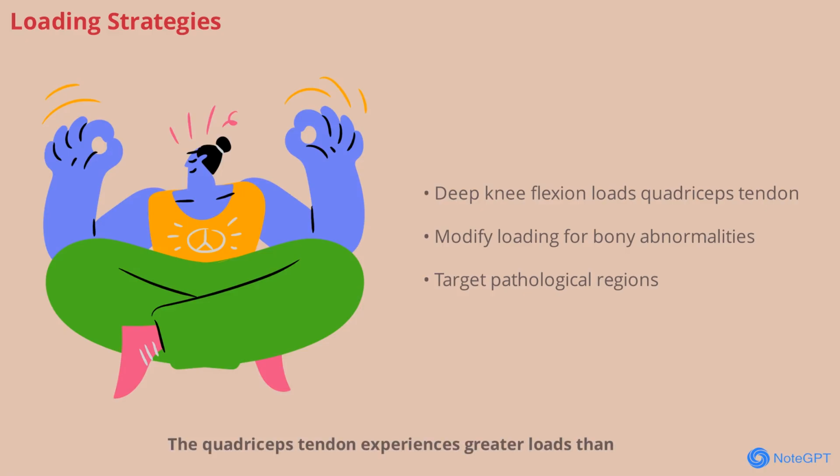The quadriceps tendon experiences greater loads than the patellar tendon during deep knee flexion. This explains why quadriceps tendinopathy pain is most pronounced in activities involving deep knee flexion. Graduated loading programs should include exercises that load the quadriceps tendon in deep flexion, but caution is needed if bony abnormalities are present. Some areas of the tendon may be stress-shielded or compressed, making them more susceptible to injury. Modifications to loading strategies may be necessary based on patient response, avoiding excess compression and targeting the pathological region.